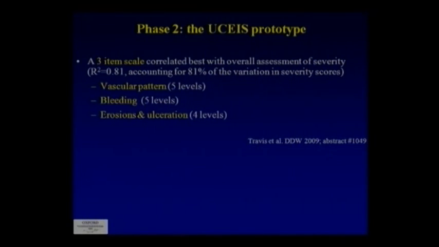And then we found that, because these 30 of us scored all descriptors, just three items, vascular pattern, bleeding, erosions and ulcerations, with different levels in the lymphocyte scale, actually accounted for over 80% of the variance between observers.